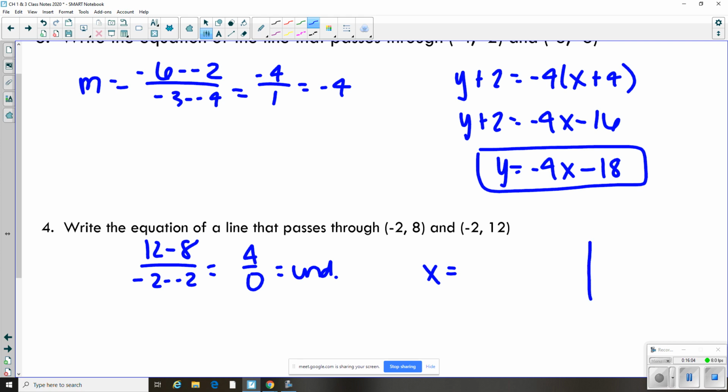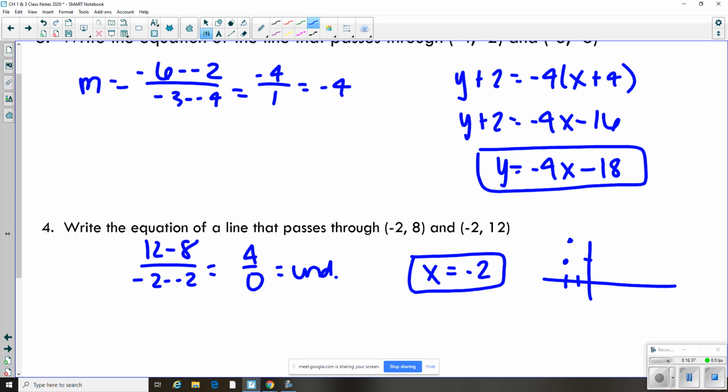Okay, let me give you my visual. Negative 2, 8, and negative 2, 12. Oh, negative 2. X equals negative 2. Okay, so let me walk you through that one again. If I find the slope, I can't divide by 0, which means my slope is undefined. It's an undefined slope, it's got to be a vertical line. If it's a vertical line, I know it's an x equals. If it goes through these 2 ordered pairs, negative 2, 8 and negative 2, 12, that'll give me x equals negative 2.